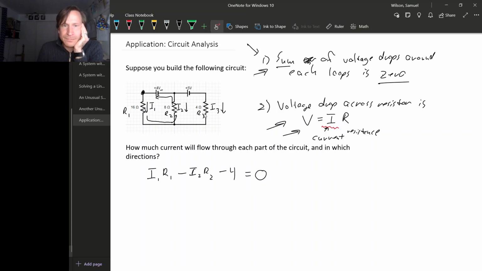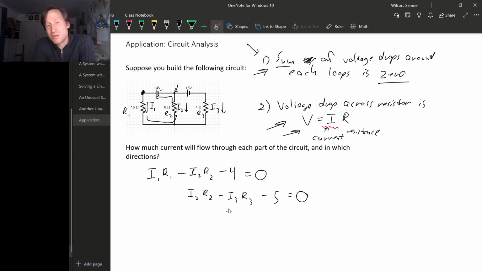Okay. Now going around the right-hand loop here, let's start in this upper left-hand corner. We're going to go down past I2, so I2, R2, and then backwards through R3, so minus I3, R3, and then backwards through this voltage source, so minus 5 equals 0. And now it looks like we're in trouble because we actually have 3 variables and only 2 equations.